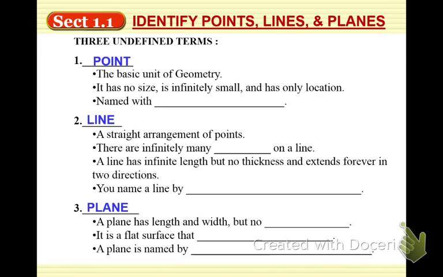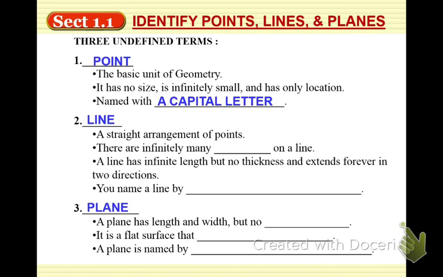A point, the basic unit of geometry, it has no size. We talk about it as having no dimension, right? No size. It's infinitely small. It has only location, okay? And the way we name it is with a capital letter, okay? It would look something like that, right? That's point A. If we want to give it a name, right? There's a point. If we wanted to name it, then we always use capital letters. Okay? So point A. Okay?